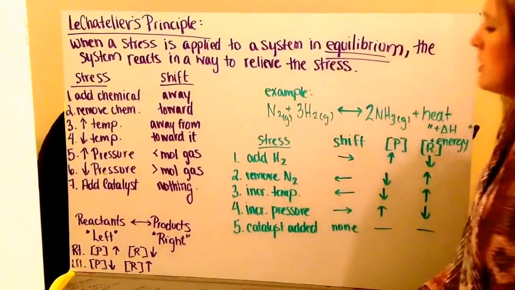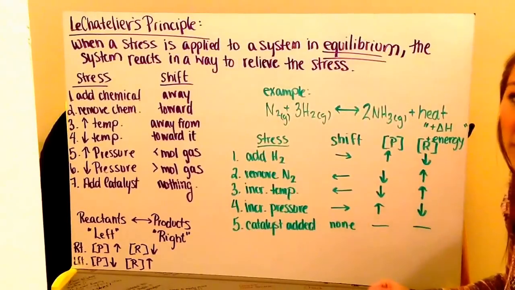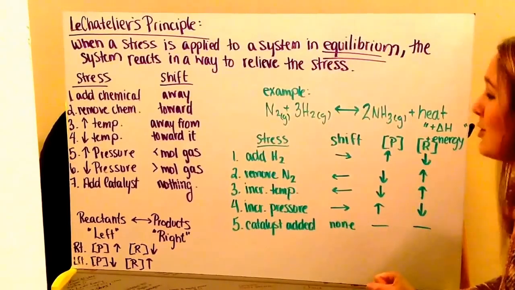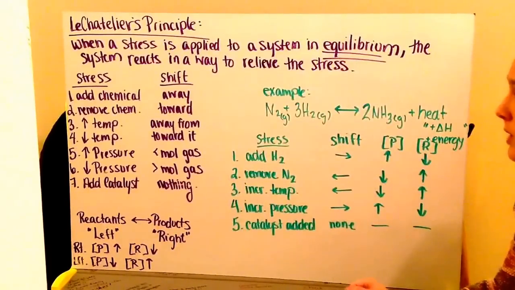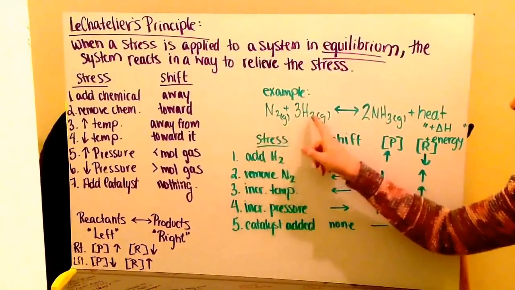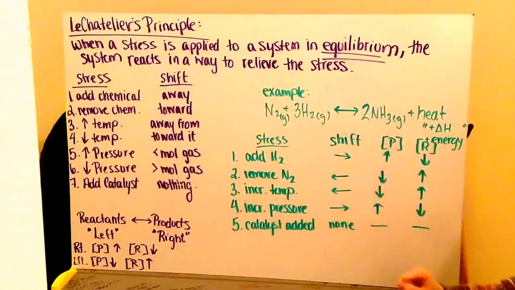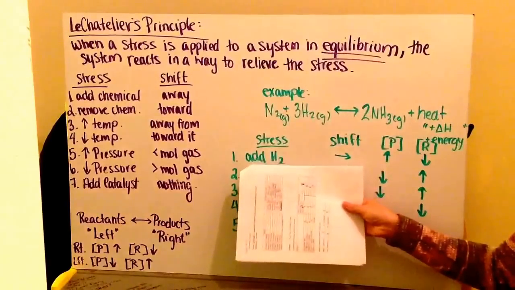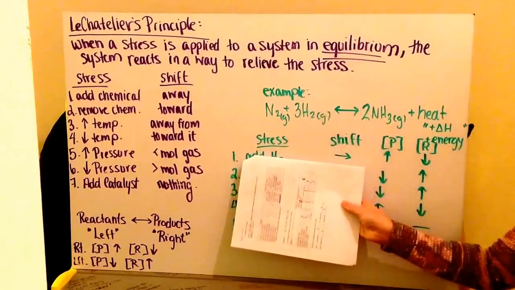So let's go through an example. The example is of the Haber process, a process that you will learn about. Either you have learned about it by watching the video or you will be shortly. This is also the same process that is talked about in POGIL number 3. You have nitrogen plus hydrogen, both gases, in equilibrium with ammonia, which in this case will actually give off heat.